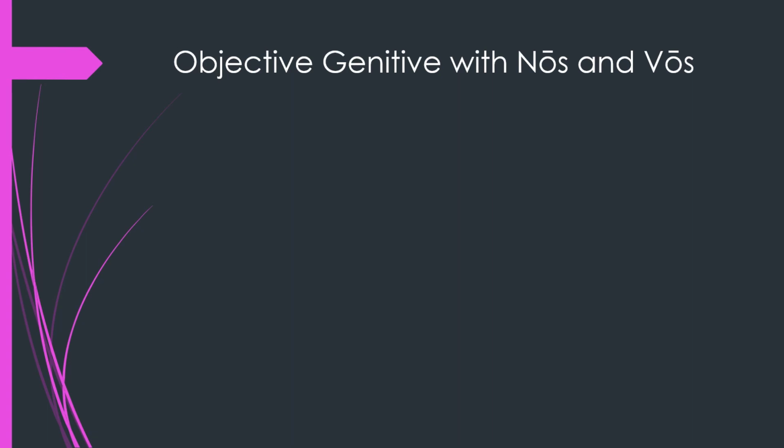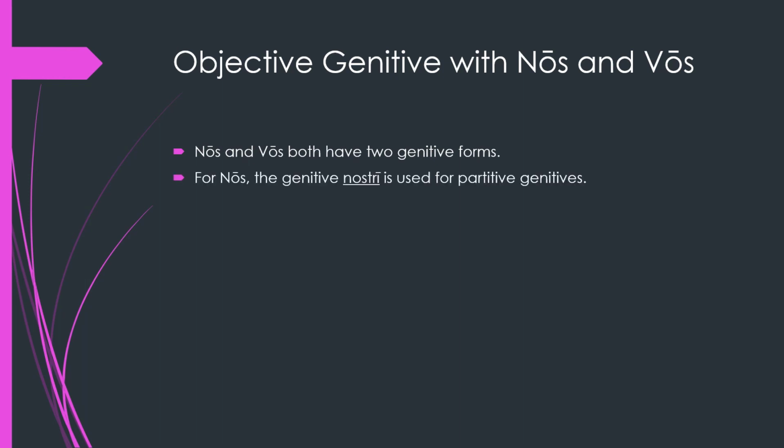Now, again, when we think about words like nos and vos, it's important to know that the objective genitive will impact such words. And so as we see these, we might see that, again, they have two different forms. For nos, the genitive nostri is going to be used with the objective genitive, while for vos, we'll use vestri. And so you'll see that these are always going to be different from the partitive genitives, where the partitive genitive uses those forms that end with um. The objective genitive is going to be using those forms that end with long i. So keep that in mind as you work with these.